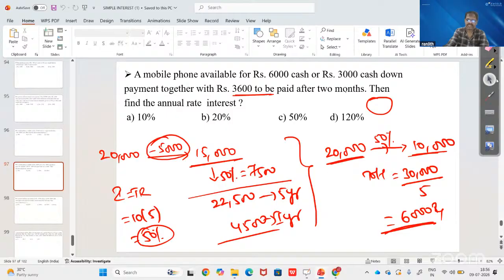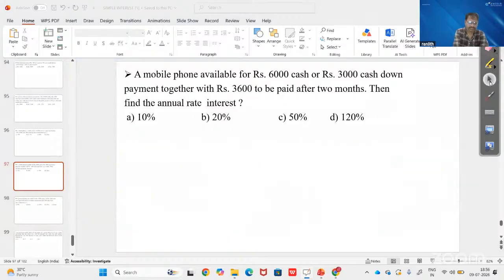Next, what is the answer here? A mobile phone is available for 6,000 cash or 3,000 down payment and 3,600 to be paid after 2 months. Then find the annual rate of interest. What is the initial amount we have? The total amount is 6,000 rupees. If we pay 3,000 rupees, the remaining will be 3,000.